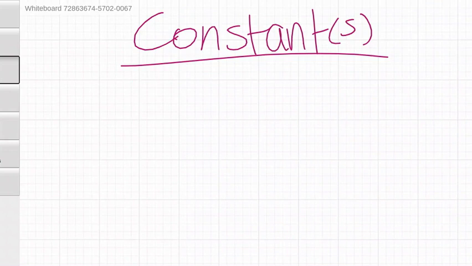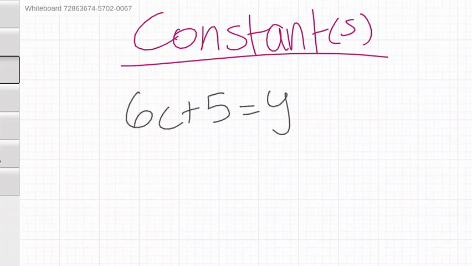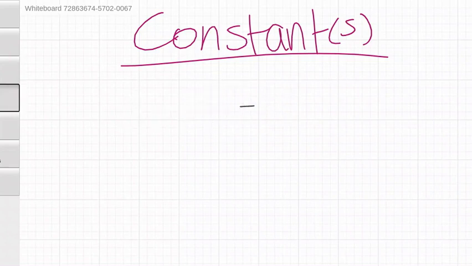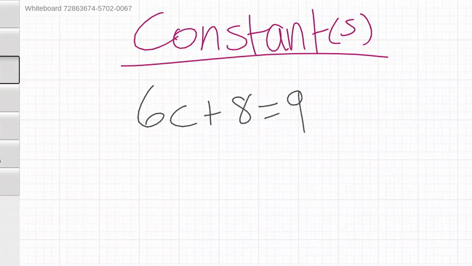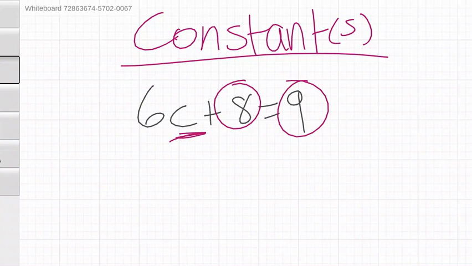The third basic is constants. A constant is a number that does not get multiplied by a variable. Therefore, it does not change in value. So 6c plus 5 equals y. 5 would be the constant. Or if it was 6c plus 8 equals 9, 8 and 9 would be the constants, because their value isn't changing, unlike 6, because they don't have a c next to them.